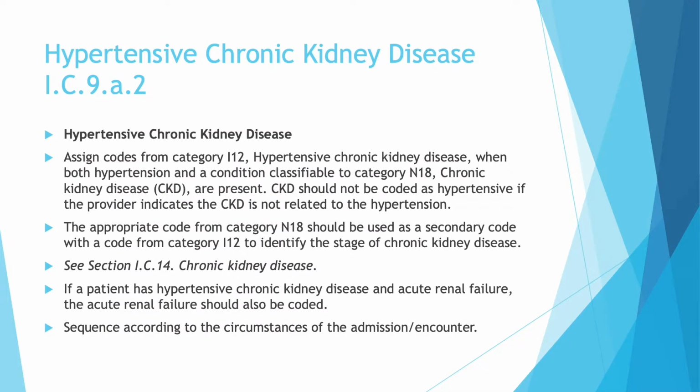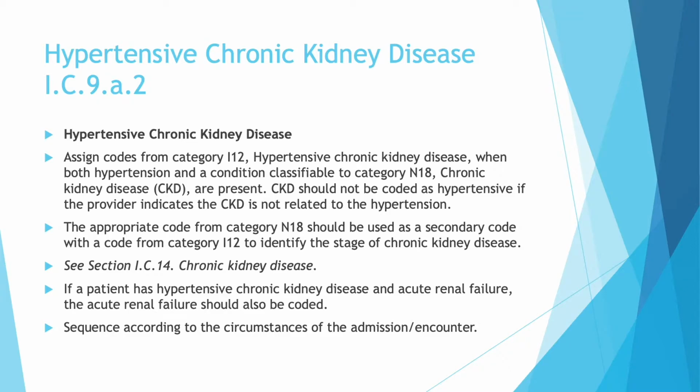Before we go over the different stages and the GFR levels, we're going to look at the ICD-10 guidelines first. Here we have guideline 1C9A2 for hypertensive chronic kidney disease. If a patient has hypertension and chronic kidney disease, then we assign a code in category I12 for hypertensive chronic kidney disease, and a second code, a use additional code, in the N18 category to specify what stage of CKD the patient has. If you look at the I12 codes, they're in ranges: stages 1 through 4 or unspecified, and stage 5 or end-stage renal disease.